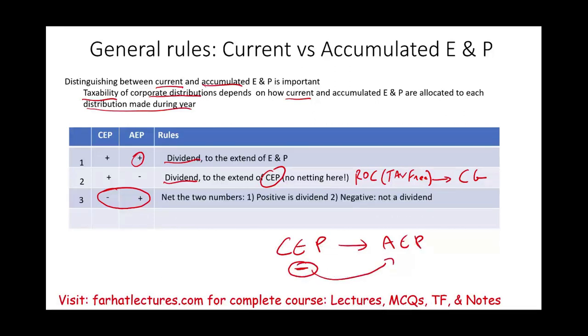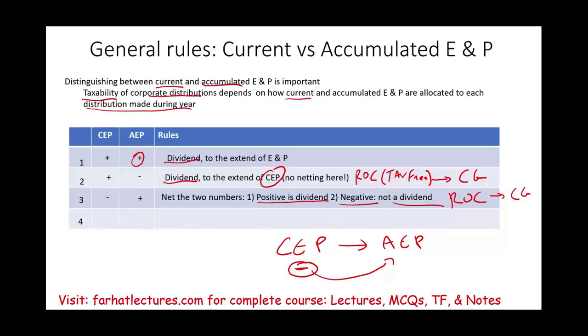So you net the two numbers, and if the number is positive, well, it's dividend to the extent of that positive number. If you net them and you have a negative, in other words, you have a larger negative CEP than the positive AEP, you don't have any dividend. It's ROC to the extent of basis, then capital gain.